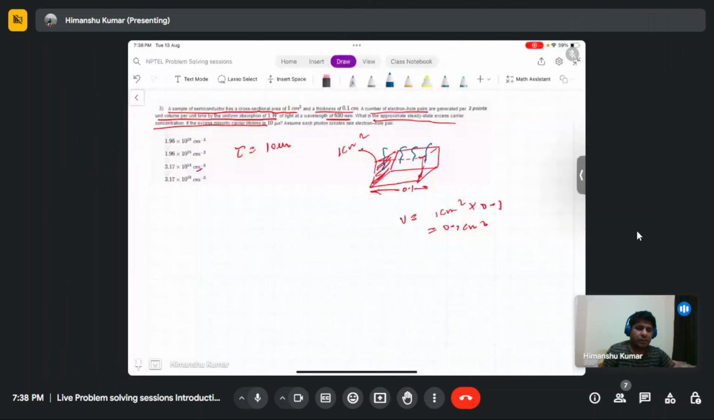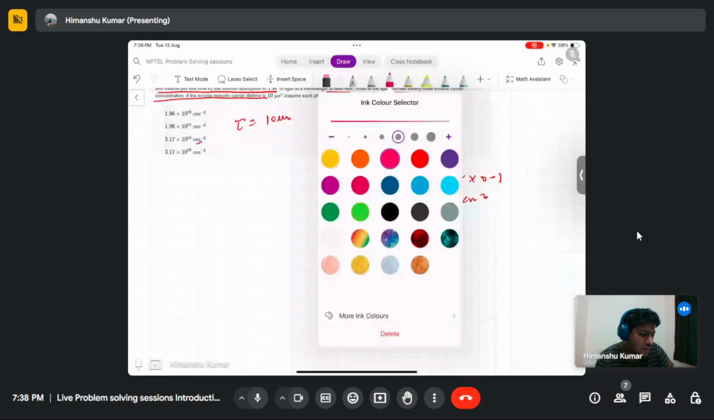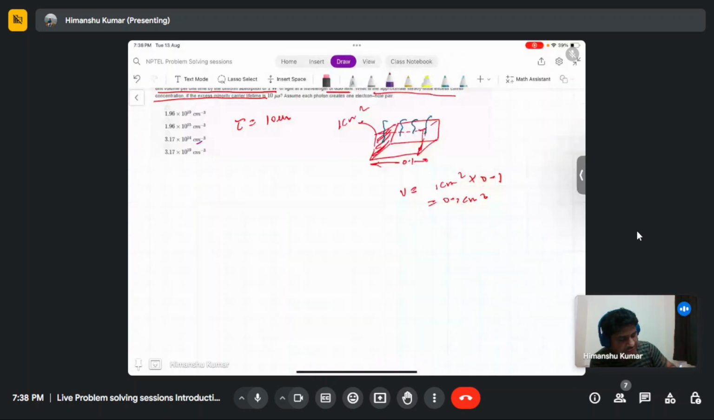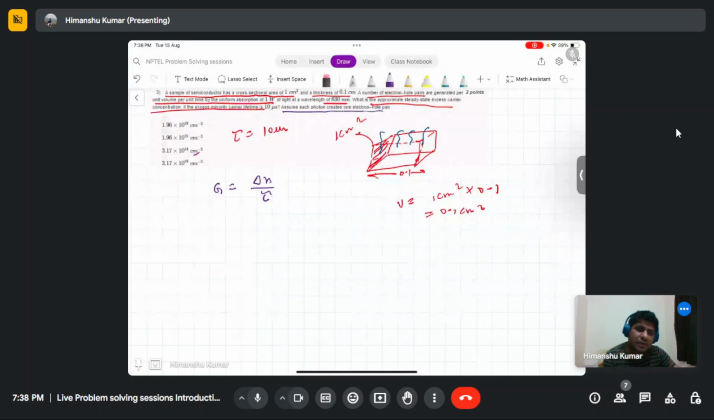In this case, the carriers are generated uniformly. So the generation and recombination will take place uniformly throughout the sample. The generation rate G is given as delta n by tau. And the assumption is that each photon creates one electron-hole pair.